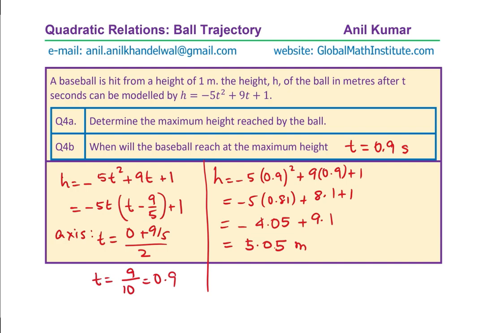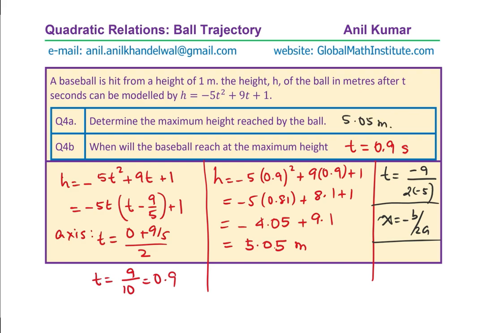You get the idea. You will also note that t could be worked out as equal to minus b by 2a, which is minus 9 by 2 times minus 5, using the formula x equals minus b by 2a when you have a standard equation. So you could use that also. But anyway, that becomes the maximum height in the given case.